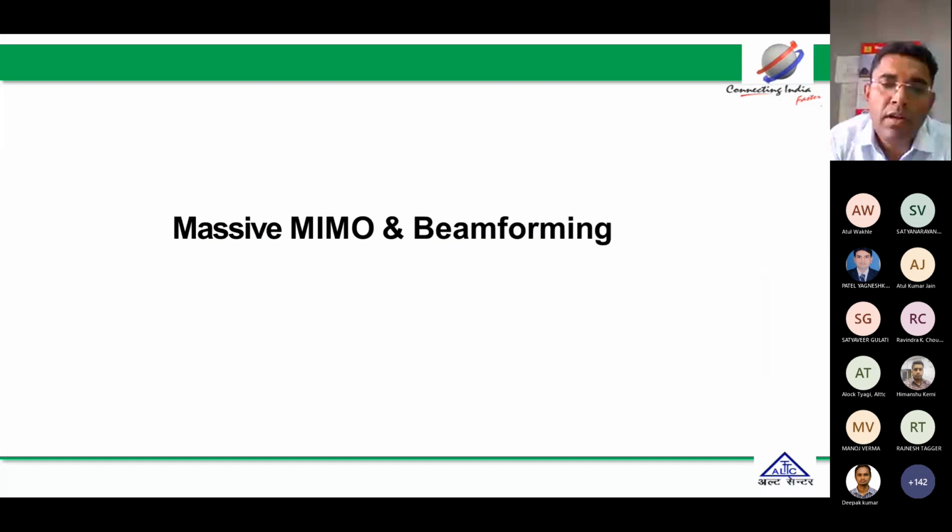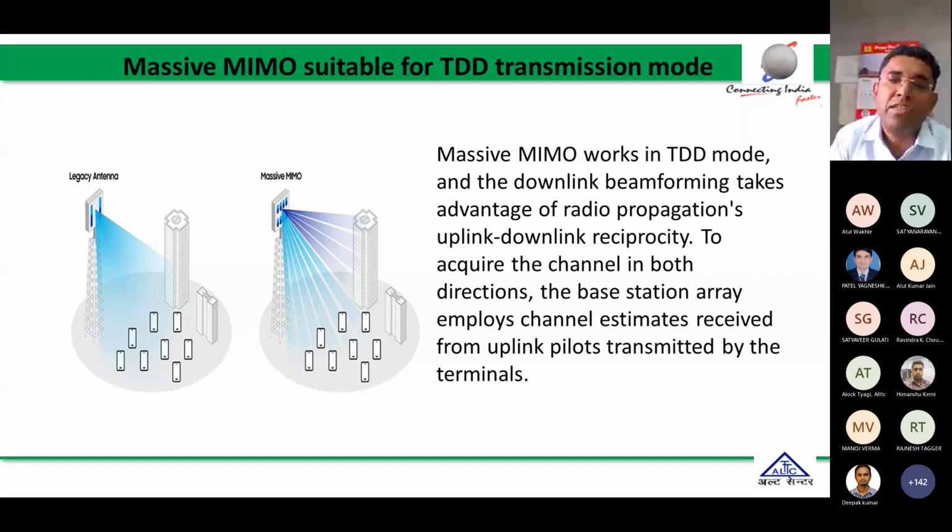Now comes massive MIMO. It starts from MIMO, then comes massive MIMO, right? Massive MIMO is suitable for the TDD transmission mode, and it is also specified by 3GPP that it is only for the TDD mode. Massive MIMO works in the TDD mode. Why? Because in the downlink direction, in the theoretical concept, we are saying that the number of antennas is larger than the number of users.